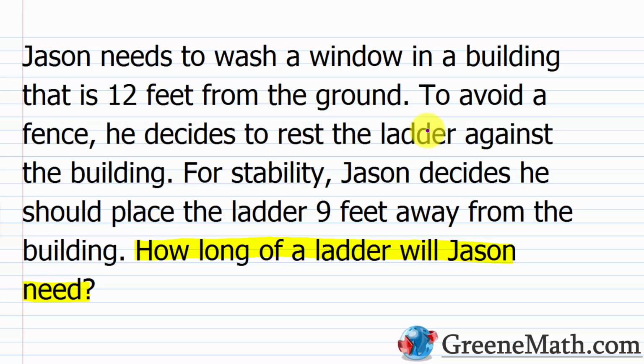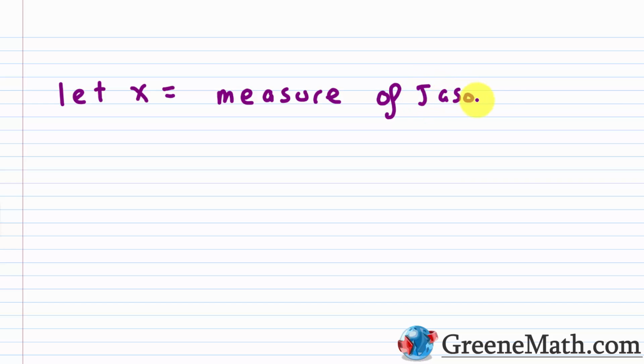And this is going to be in feet because we're working with feet in the problem. So let's go down here to a fresh sheet. We're going to let x be equal to the measure of Jason's ladder, and of course, this is going to be in feet. I'm not going to write feet every time. I'm just going to work with the number parts. We're just going to understand that we're working with feet.